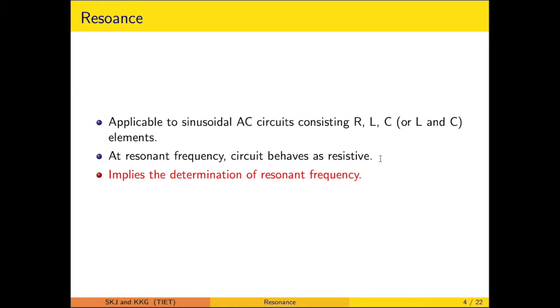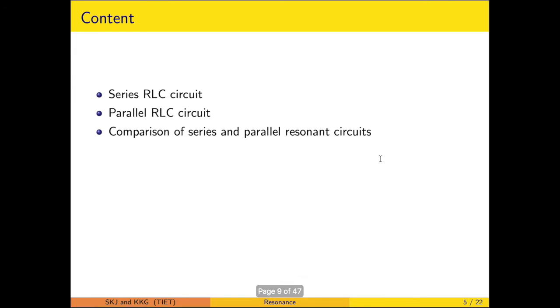Now the first aspect of this resonance circuit is to calculate the resonant frequency and then find the other parameters of interest. As mentioned, we are going to discuss the series RLC resonance and the resonance in parallel RLC circuits. Thereafter we will make a comparison of the series and parallel resonant circuits.